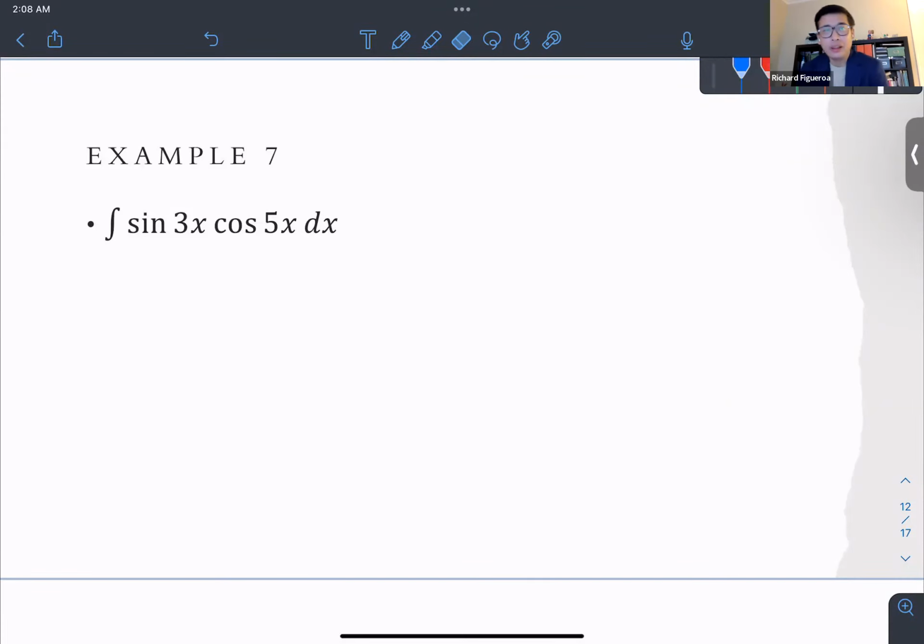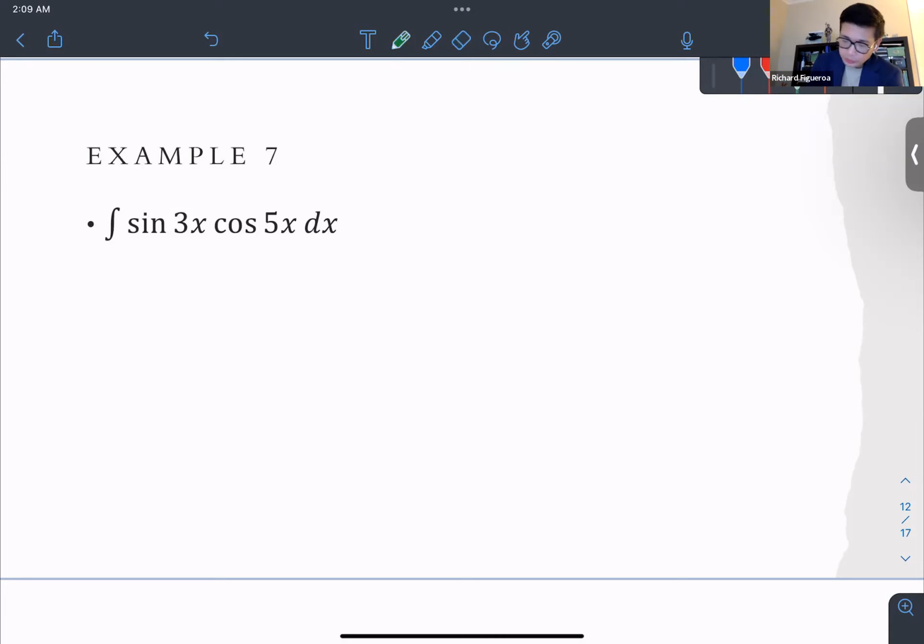So we have the integral of sine 3x cosine 5x dx. Before, we covered this one using two different angles. The product of sine and cosine using two different angles can be solved that way. But alternatively, we can use integration by parts in solving this one as well.